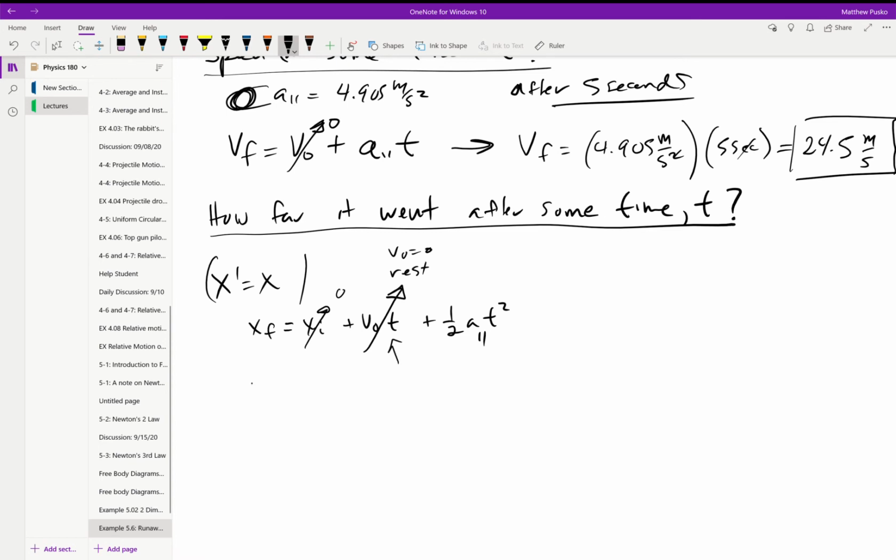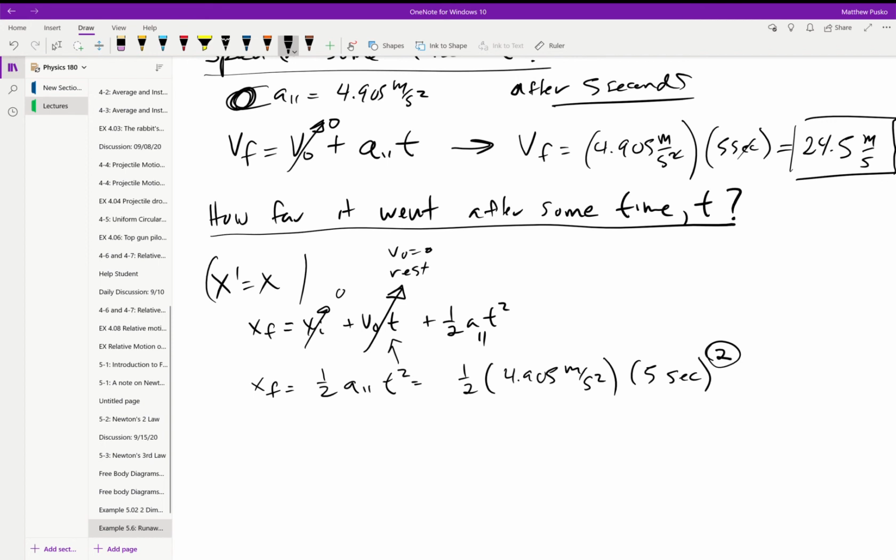But all we end up with in this case is that its final position relative to where it started is 1/2 times the parallel down-the-plane acceleration times t squared. So 1/2 times the 4.905 meters per second squared times 5 seconds again. And don't forget to square it. So I'm going to go ahead and square the 5 first. That's how I usually take care of this.